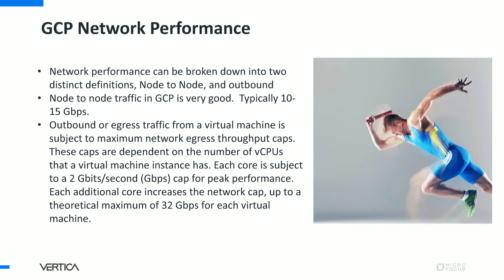Egress traffic from a VM, however, is subject to throughput caps, and these are based on the size of the VM. So the speed is set per the number of vCPUs in the VM at 2 gigabits per second per vCPU and tops out at 32 gigabits per second. So the larger the VM, the more vCPUs you get, the larger the cap.